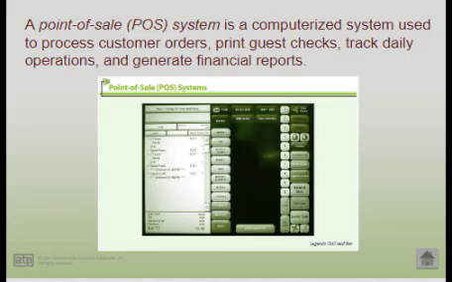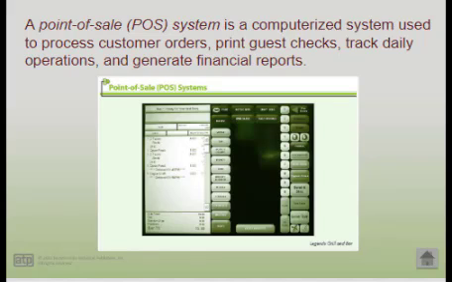A point of sale, or POS system, is a computerized system used to process customer orders, print guest checks, track daily operations, and generate financial reports. Basic POS systems include a computer, a cash drawer, and a receipt printer. Most food service POS systems have a touch screen or handheld tablet that can be used to process food and beverage orders. POS systems are also used to generate and print guest checks.